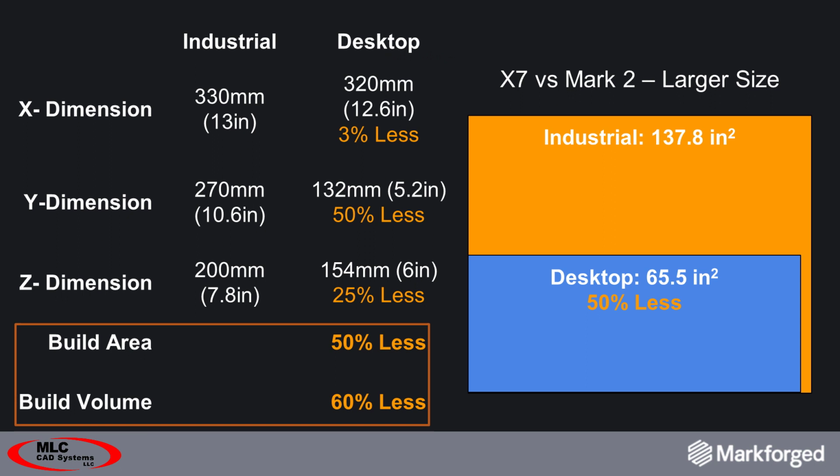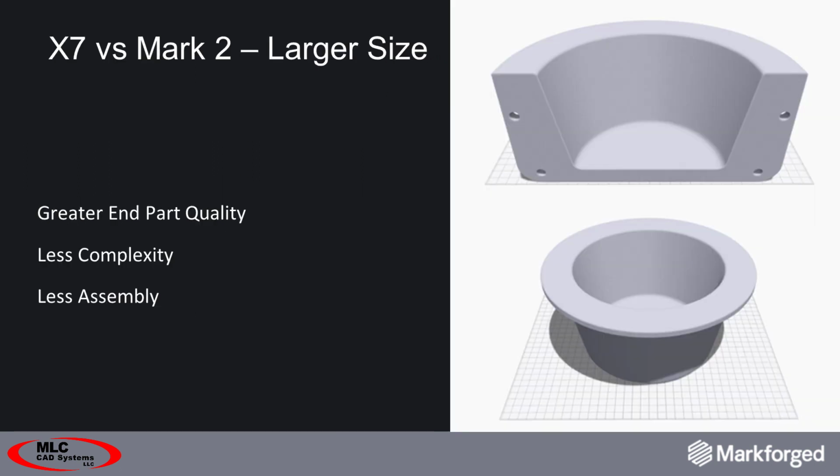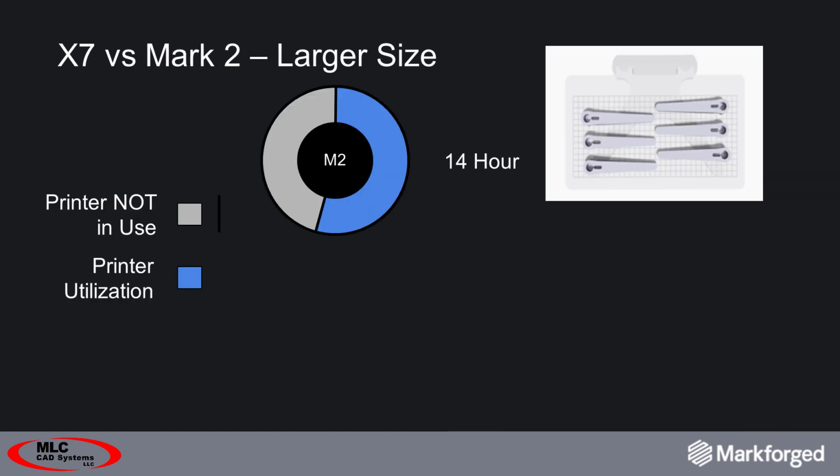So one of the required capability conversations you may be having is, based upon our application scope and application profile, will the desktop composite platform meet the need, or will the industrial composite platform meet the need from a size perspective in alignment with the applications that we're thinking about today and tomorrow? In summary, the industrial composite platform, in comparison to the desktop platform, produces greater end part quality, less complexity, and less assembly. Please allow me to show you some examples of that.